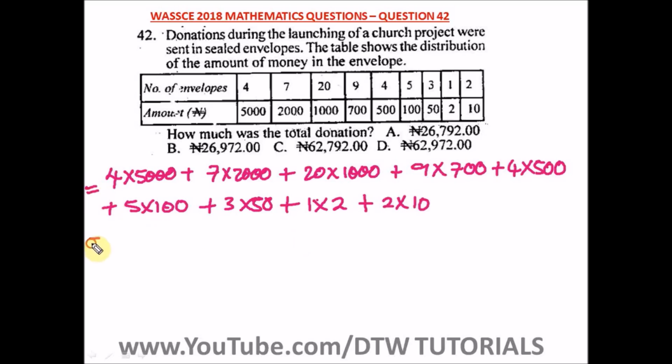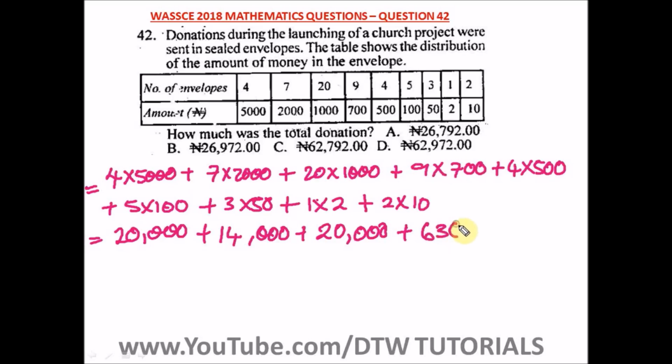All right. So from here, what is 4 times 5,000? That will give us 20,000 naira. Plus 7 times 2,000, that will give us 14,000 naira. Plus 20 times 10,000, that will give us 20,000 naira. Plus 9 times 700, that will give us 6,300 naira. Plus 4 times 500 will give us 2,000 naira.